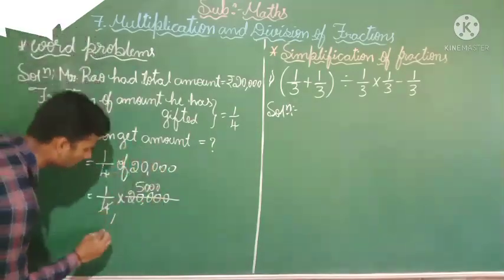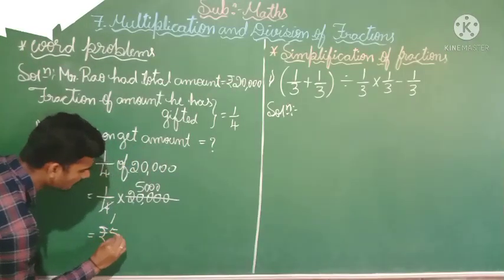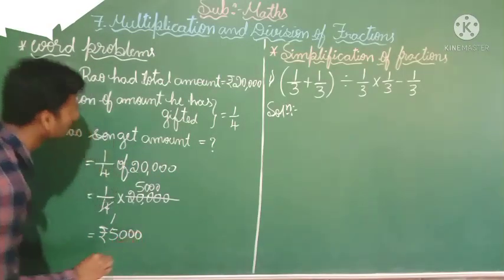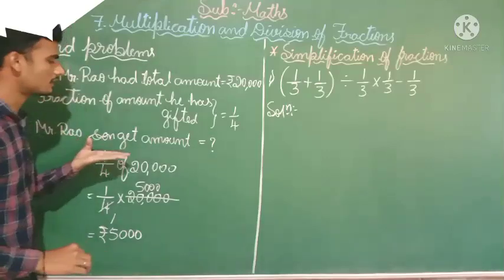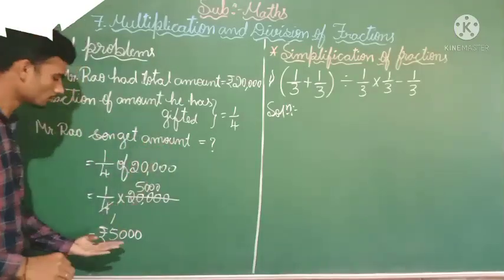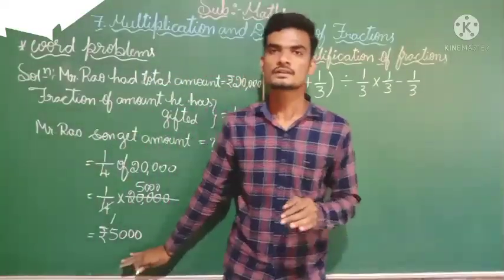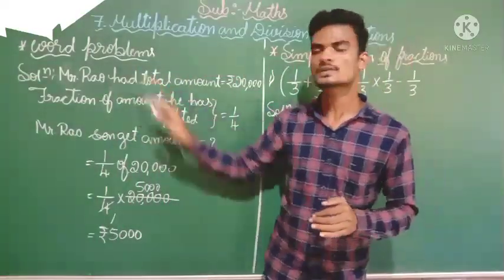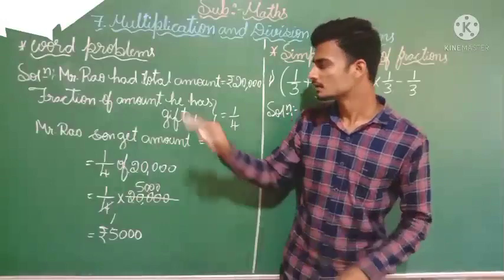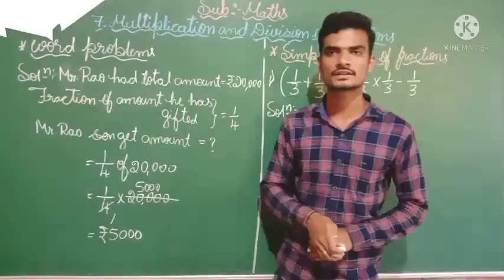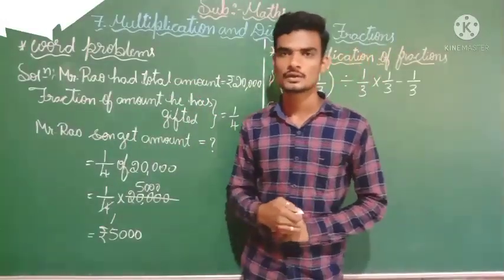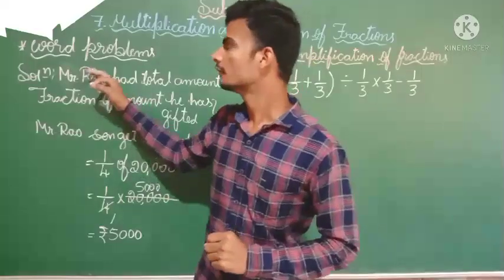So 5,000. Here Mr. Rao's son gets an amount equal to rupees 5,000. He has gifted 5,000 for his son. Okay, in this way you have to find a solution for the word problem. Okay, this is all about a word problem.